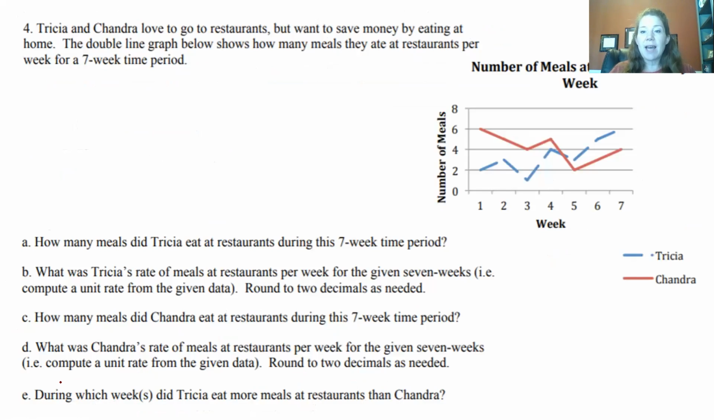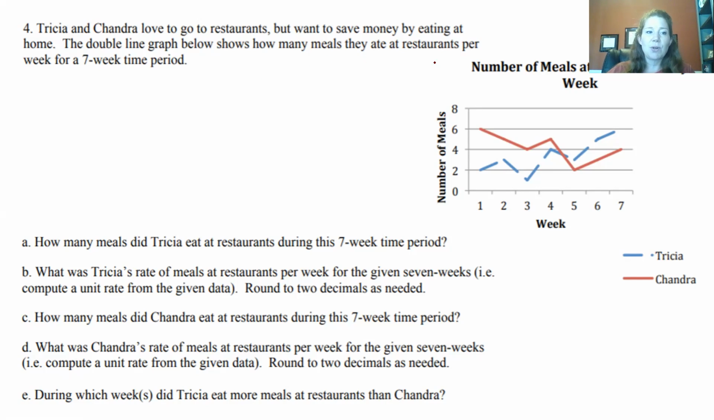All right, so now we have a line graph, and I did notice on your Unit 4 test, you have one line graph. So I want to make sure you saw an example with a line graph. All right, so it says Trisha and Sandra love to go to restaurants but want to save money by eating at home. The double line graph, this is blocking my words. I don't know if y'all can see that.